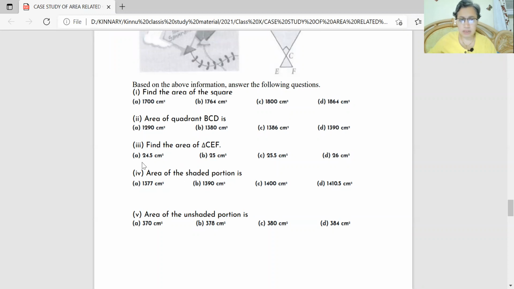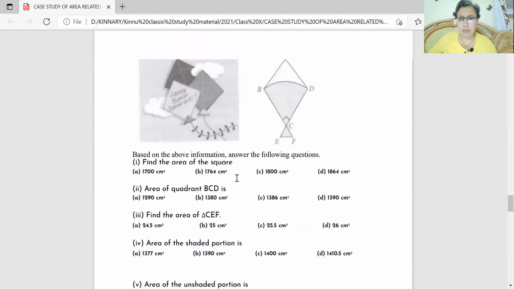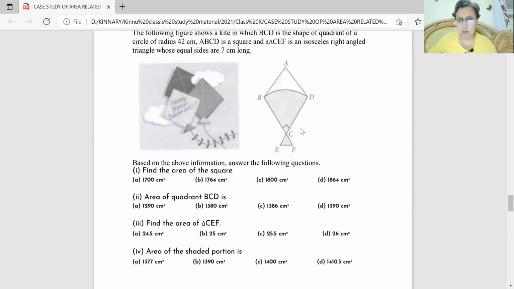Here option A is the correct answer. Next question, area of the shaded portion is. So the area of the shaded portion includes what? Area of this quadrant plus area of this triangle. So you have to add both the areas which you have already found. So what was the area of this BCD?